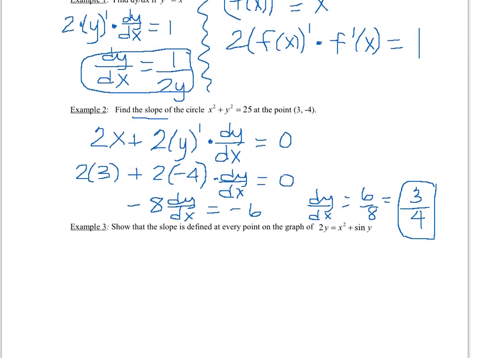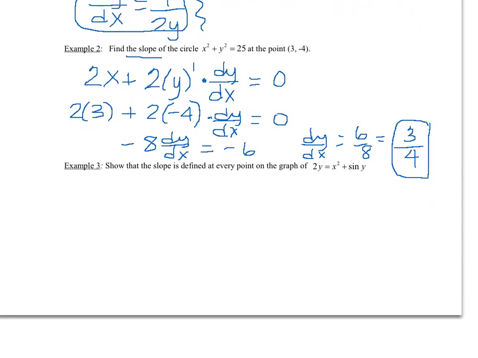Example 3 is asking you to show that the slope is defined at every point on the graph 2y equals x squared plus the sine of y. In order for a slope to be defined, it just means that when you have a derivative, you can't have a 0 in the denominator, you can't have negatives under square roots, everything like that. But the first step is to go ahead and find the slope, or the derivative.